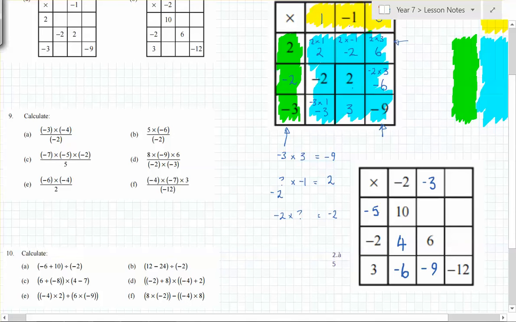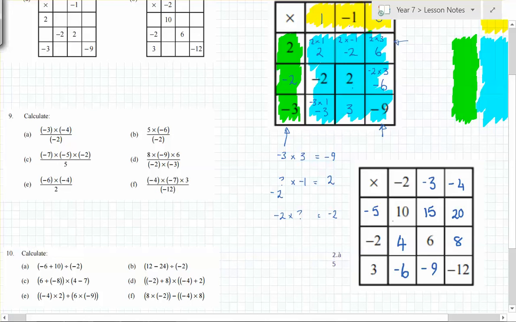Negative 3 times negative 5 equals 15. And then negative 3 times... we have to work it out. So we have to use the negative 12. So negative 12 divided by 3 equals negative 4. So it has to be negative, and it's a 4. Negative 4 times negative 5 is 20. Done. Okay.